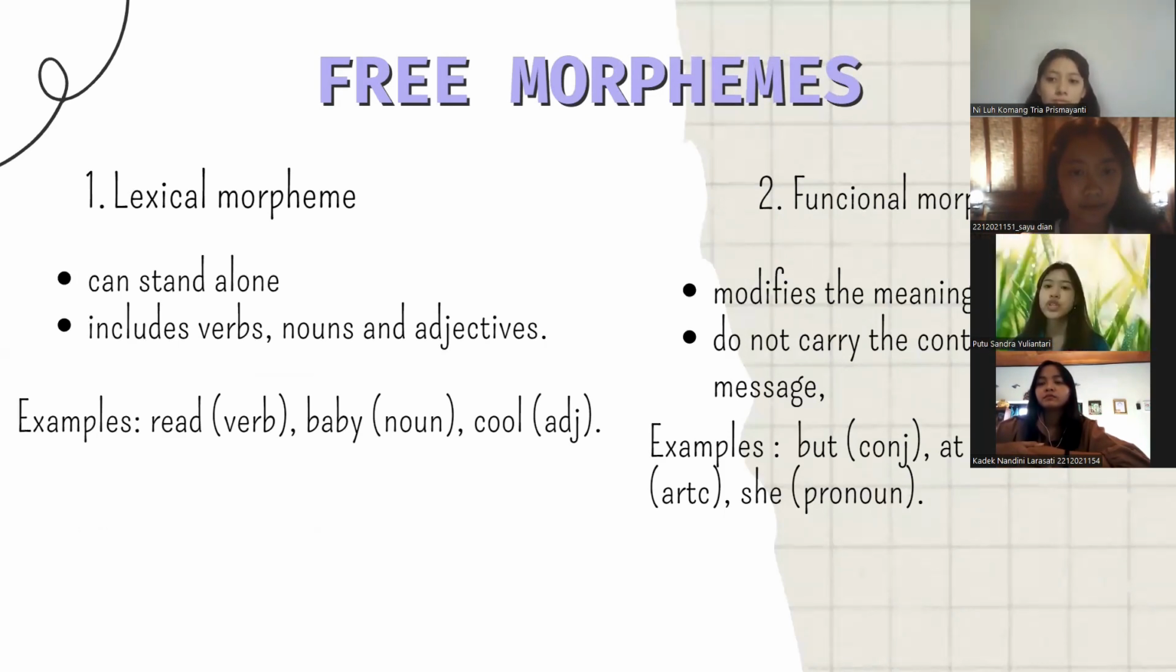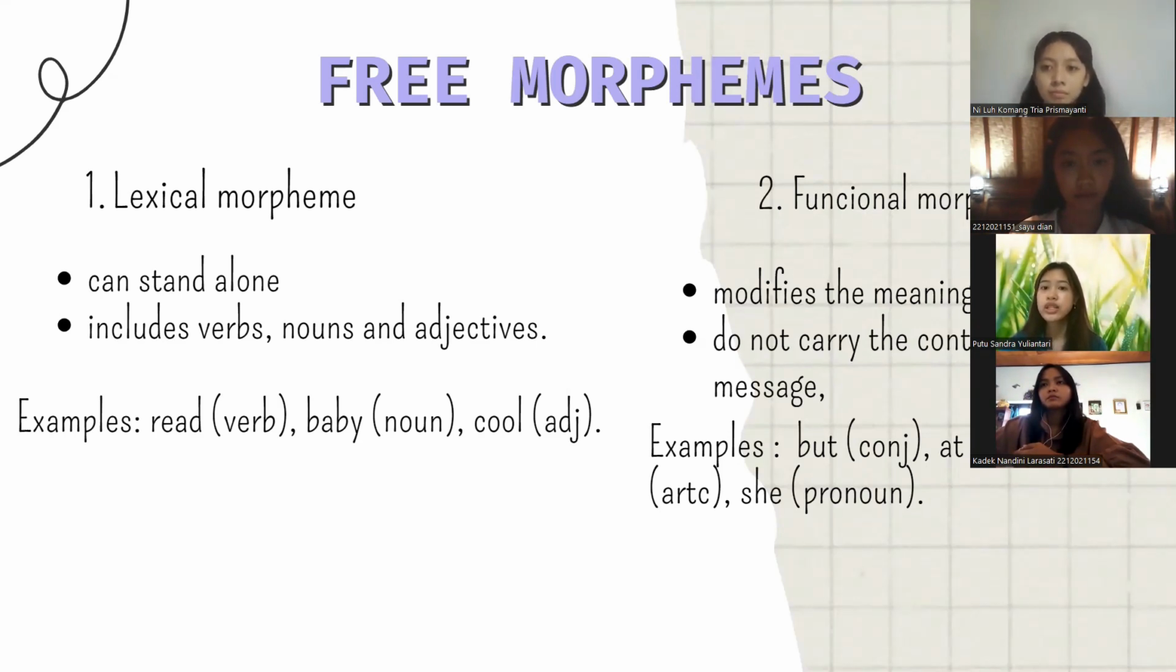Okay, I will continue the explanation about free and bound morphemes. Free morphemes. There are two parts of free morphemes, which are lexical morphemes and functional morphemes. Lexical morphemes are morphemes that can stand alone and can convey the contents of the message we convey. Lexical morphemes are divided into three, namely verbs, nouns, and adjectives. For example, read is a verb, baby is a noun, and cool is an adjective.